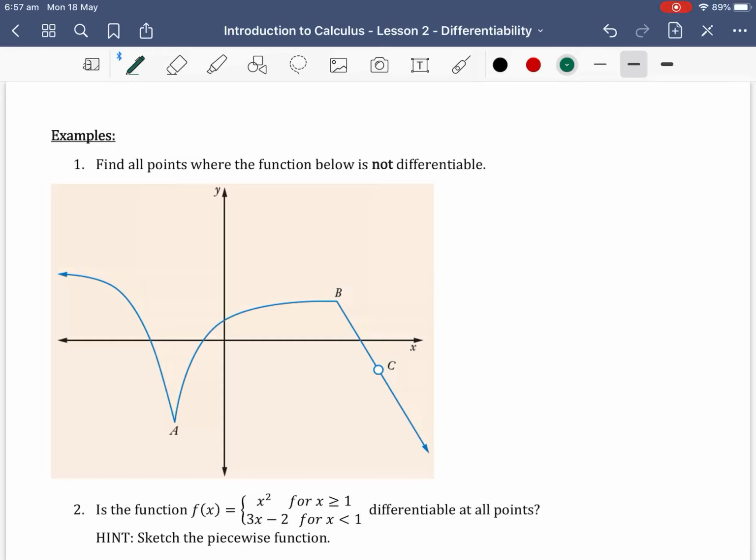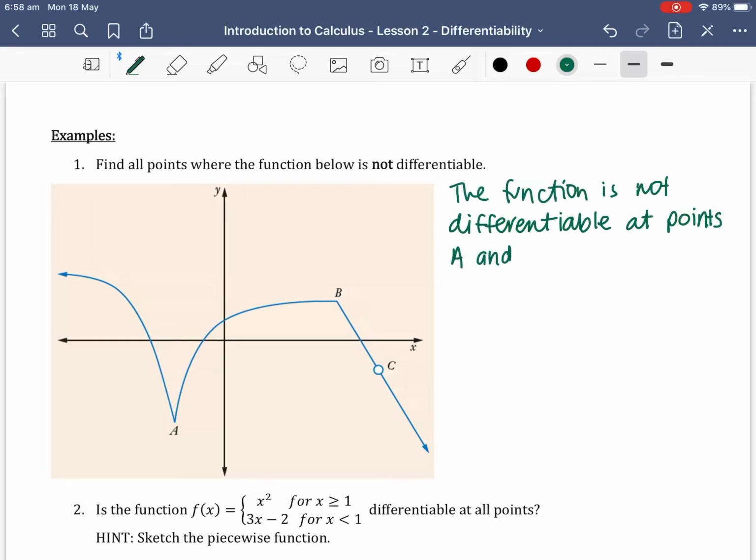So the function is not differentiable at points A and B because the curve is not smooth at these points.